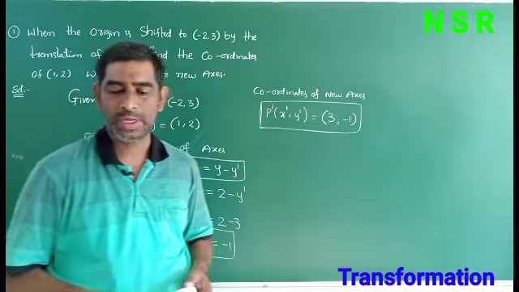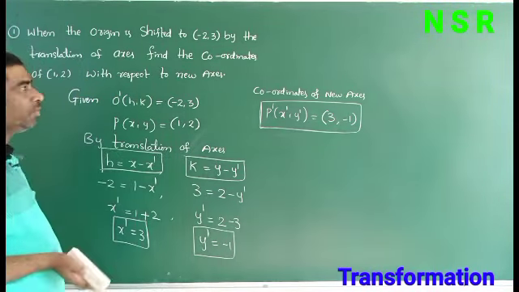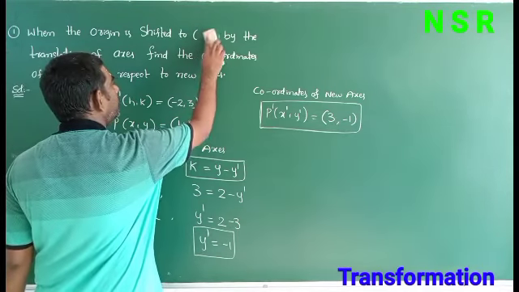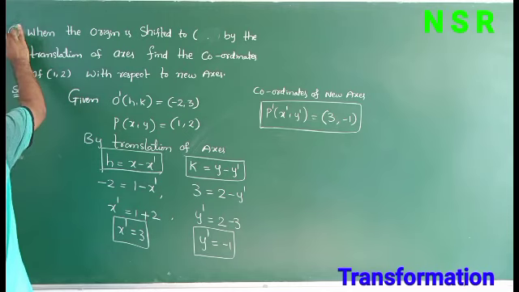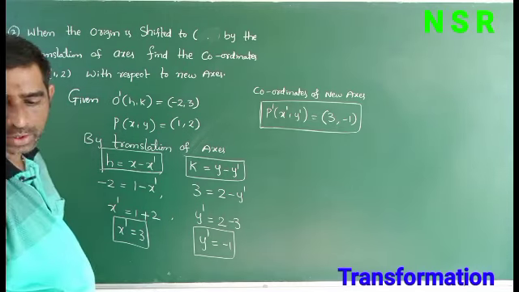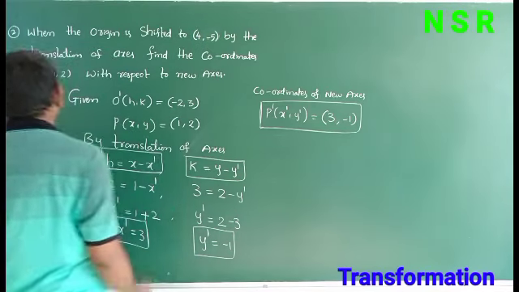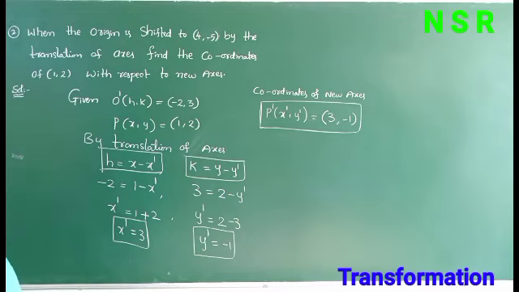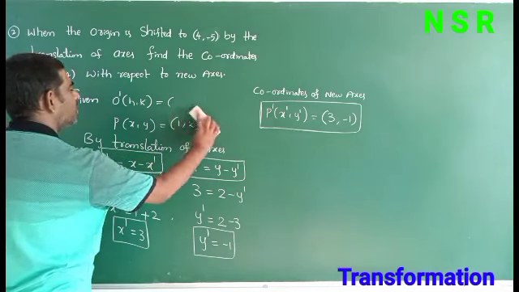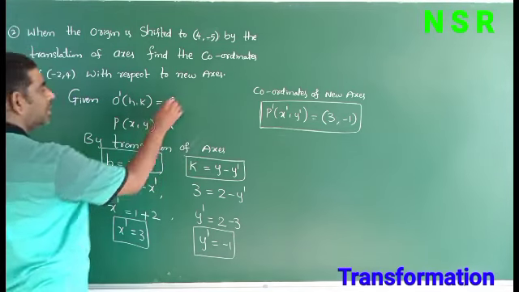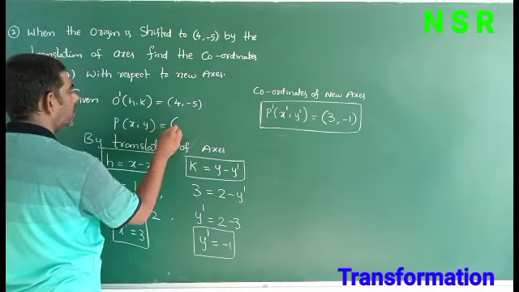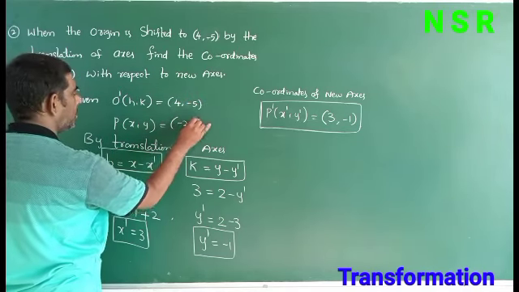So similarly, we have a second question. When the origin is shifted to 4 comma minus 5, by the translation of axis, find the coordinates of minus 2 comma 4 with respect to the new axis. So here also the same: given the origin shifted point. So write here O dash h comma k, 4 comma minus 5, and x y, minus 2 comma 4.